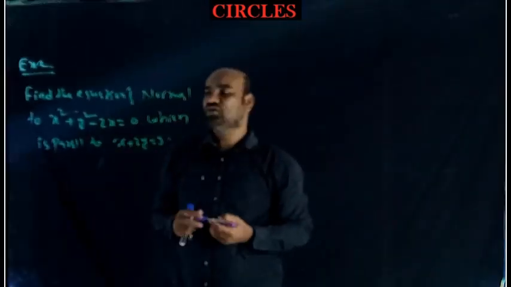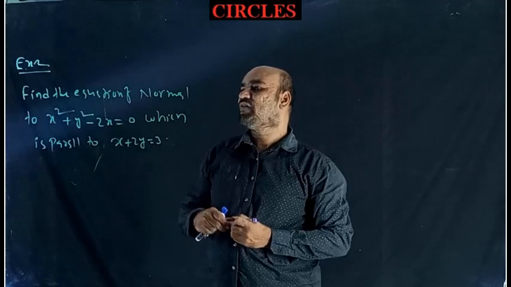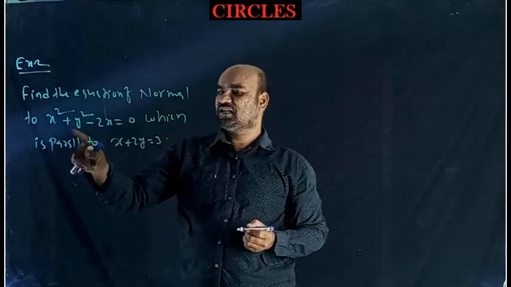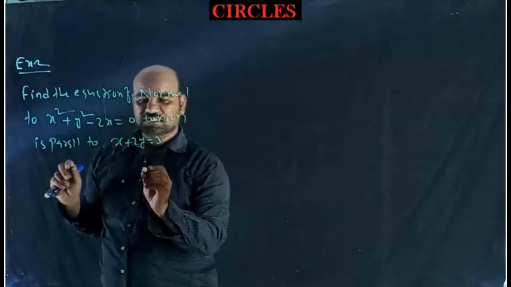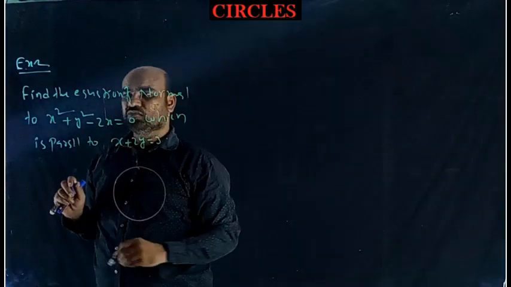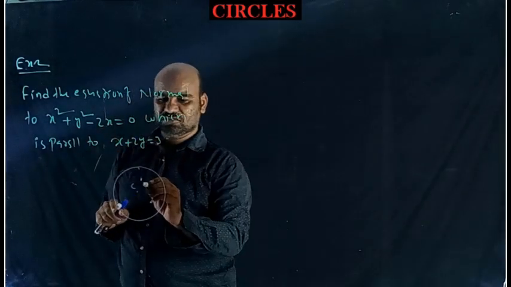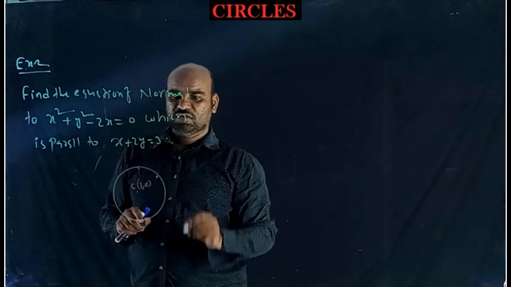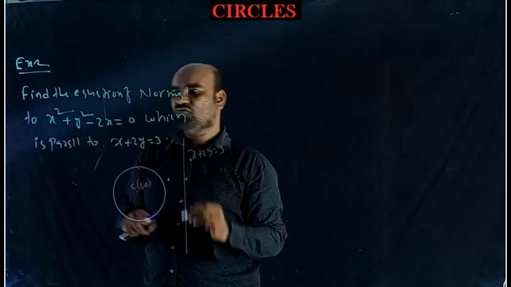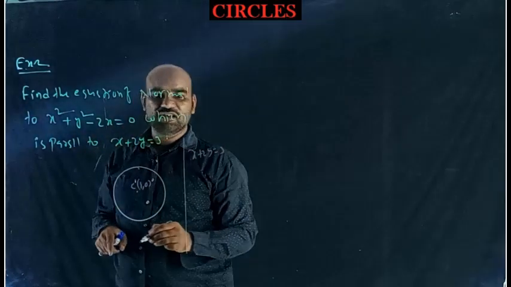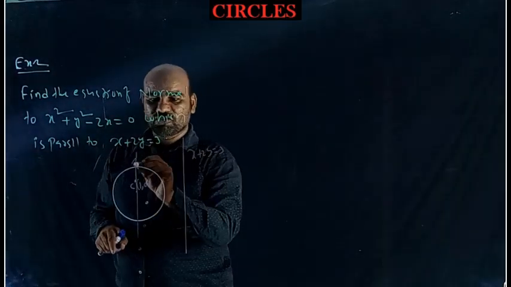Example 2, for normal, concept of normal. Find the equation of normal to this circle which is parallel to x plus 2y equal to 3. Here the circle is given, its equation is given, its center is (1, 0). A line is given here, this is x plus 2y equal to 3. Now we want to find the equation of normal which is parallel to this. Actually the normal will pass through the center only, no? So you want to find the equation of this line.